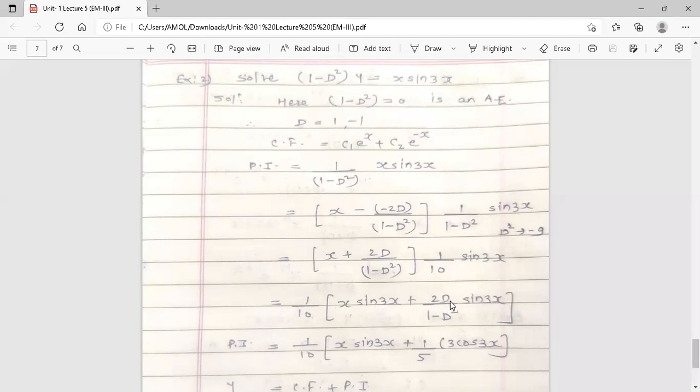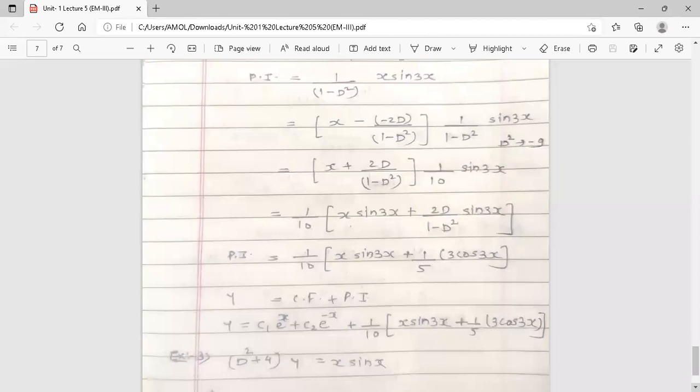The term is 1 by 5, and D means derivative. If a single D is there in the numerator, then you take the derivative of that function. The derivative of sine 3x is cos 3x into 3, because the coefficient of the angle is 3. So the complete term is 3 cos 3x upon 5, and this is the PI. Then the general solution is y equal to CF plus PI, which is c1 e raised to x plus c2 e raised to minus x plus 1 by 10 in brackets x sine 3x plus 1 by 5 in brackets 3 cos 3x. This is the general solution.